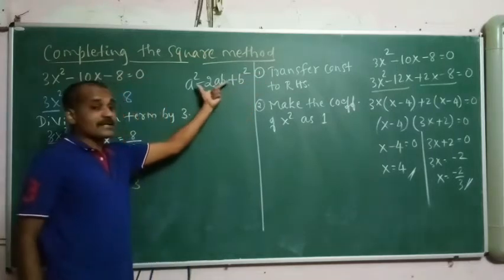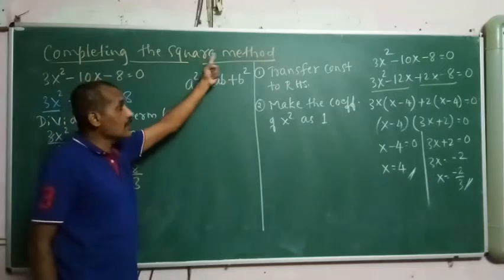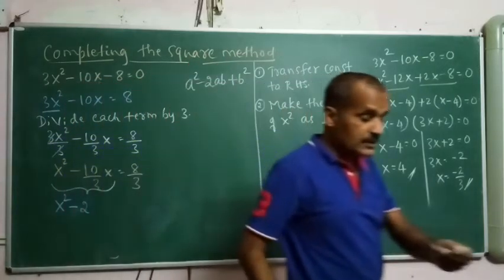This is called a square, a minus b the whole square. That is called the completing the square method.